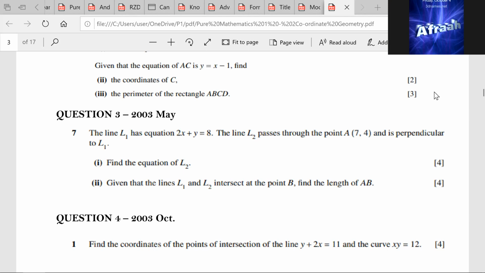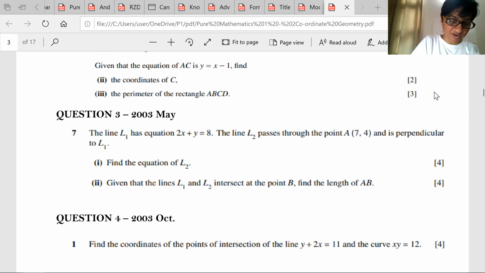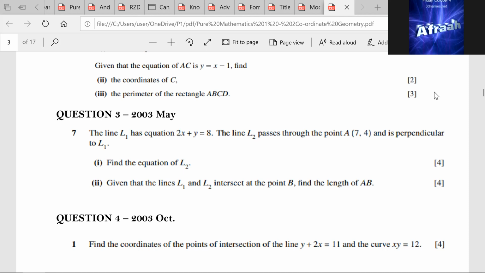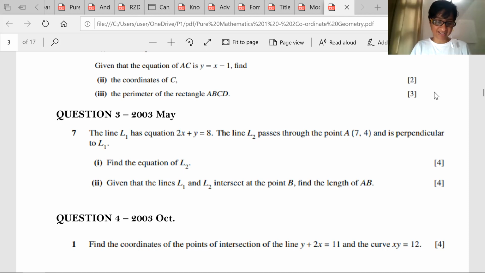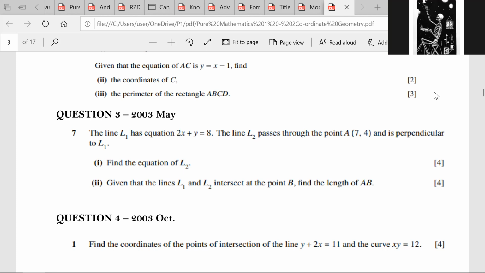Miss, I got y minus 4 equals half times x minus 7. Okay, I already see the coordinates of point A, the 7 and 4 in that equation, which is good. And then if I look at that equation to get the gradient, minus 2, correct. That's correct. The same as Afra, miss. Yeah, that's right.